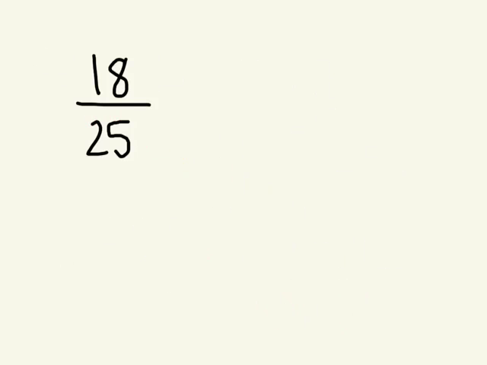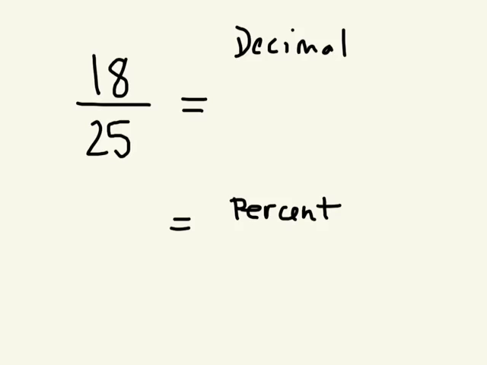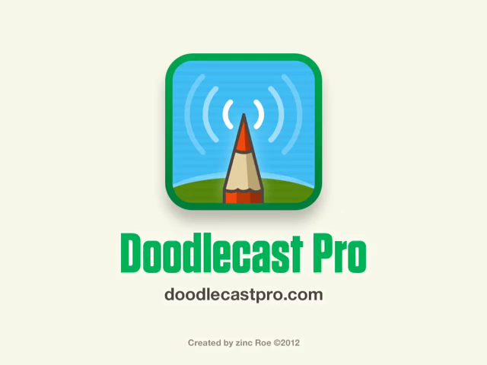Next one, 18 out of 25. I want to know what this is as a percentage. So let's do a decimal first, and then you can tell me what it is as a percent. And you can use the calculator if you want. 0.72. Good. So 18 out of 25 is equal to 0.72. And you can even do it in your head now. What is that as a percent? 72%. Good. 72%. Excellent.